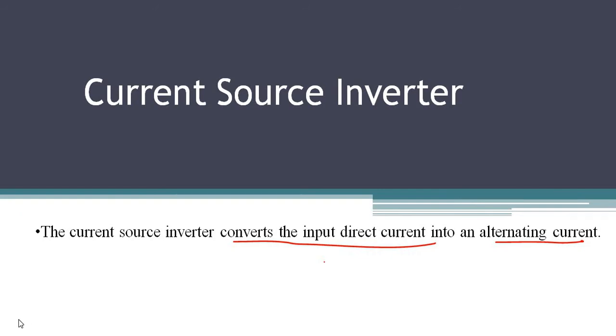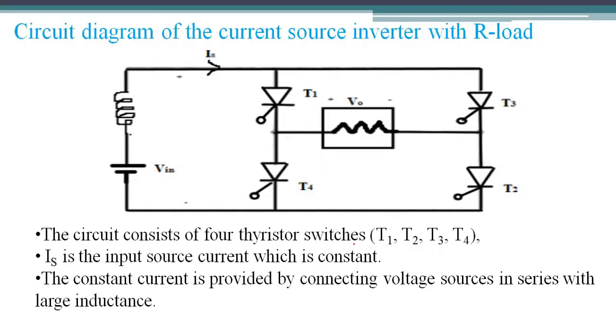The basic definition of a current source inverter is to convert the input direct current into an alternating current. As you know, an ideal current source is constant and should be independent of the voltage source. So let us see the circuit diagram of a current source inverter with R load. In this lecture, we will be discussing R load and also the pure capacitive load.